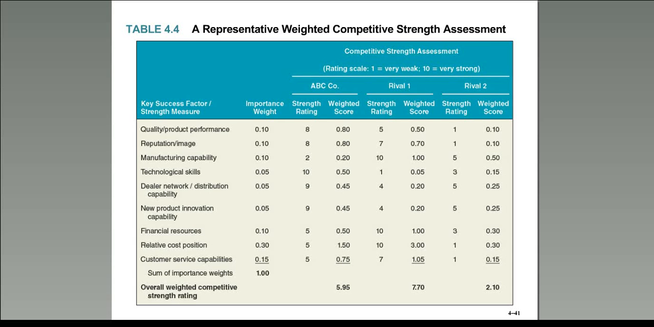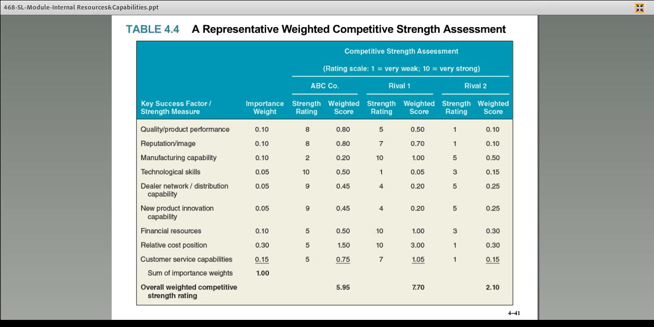You have your quality of product and performance. You have reputation. You have the manufacturing capability. You can see some of these different possibilities. You have a weight for them in terms of their value. And then you have various companies and what their strength is and what their weighted score is and all of those sorts of things. And you figure out where each company fits, or each competitor, and where you might fit vis-a-vis these various rivals.